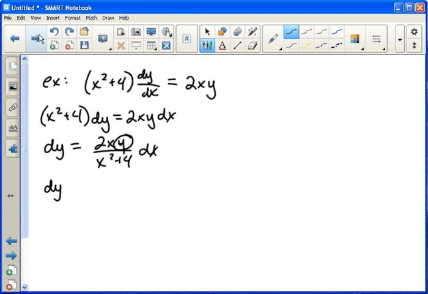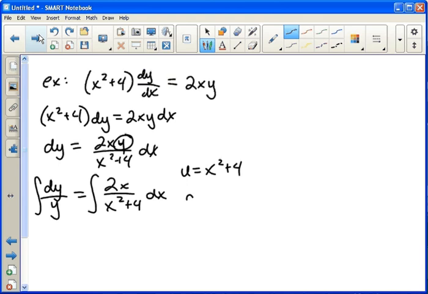Now I need to take the integral of both sides. Okay, if you notice over here on the right hand side, if we use u substitution, u is x squared plus 4 and du would be 2x dx, which is a perfect match, and you just end up with du over u. So both sides are actually going to be the natural log. This side's the natural log of y, this side's the natural log of x squared plus 4 plus c.